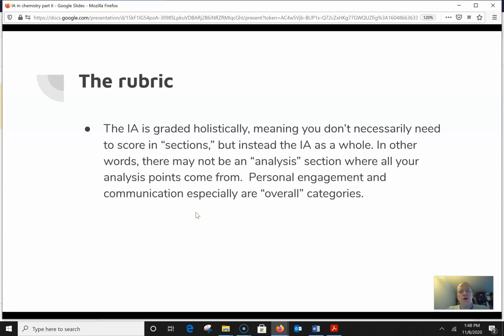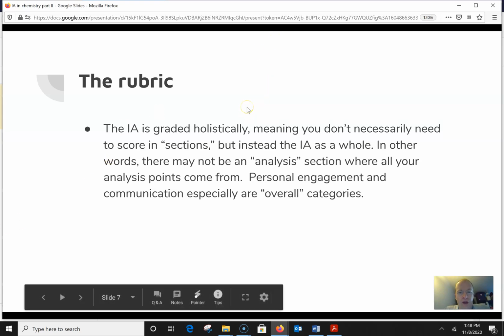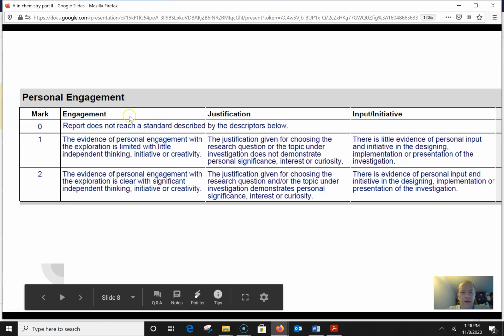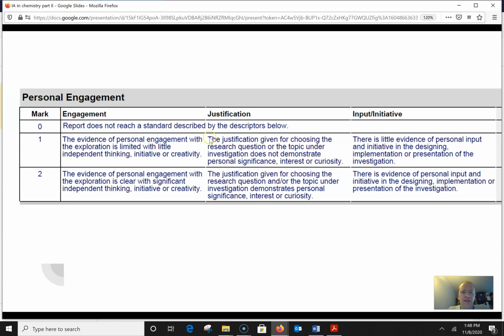It's graded holistically, so in other words, you might meet your personal engagement score not necessarily in the introduction, but somehow in the IA as a whole. It depends on where the information is found, but basically you could earn points from any category anywhere, technically. This is a little section of the IB rubric. Personal engagement is worth 2 points, and so in each one of these categories, I'm deciding whether you're in the 2 mark band, the 1 mark band, or the 0 mark band. Now, it's not 6 points total, so I don't give you 2 here, 2 here, 2 here.